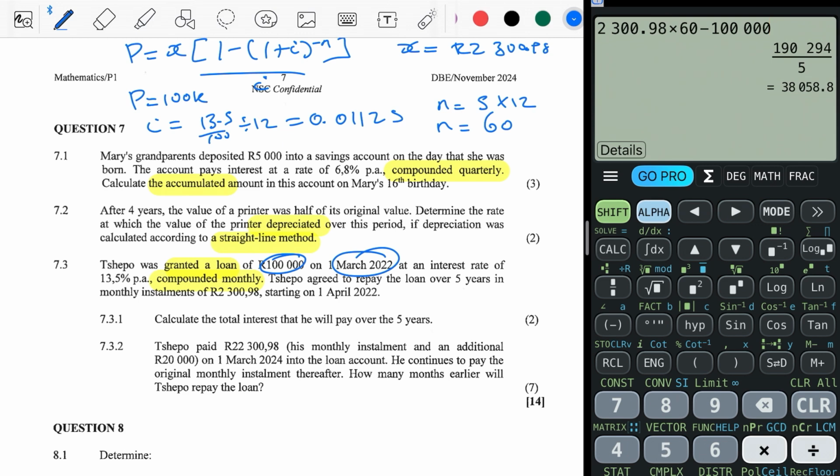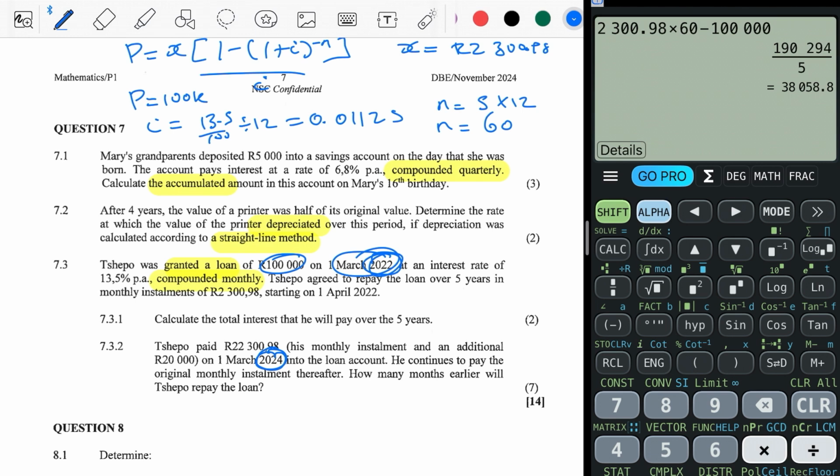7.3.2. Now it says Tepo paid 2,300.98, which is his monthly installment, and an additional 20,000. So Tepo is a real hardworking man, right? He has 20,000 rand. He pays it on top of the 2,300.98 that he pays every month. And he pays this on the 1st of March 2024, right? Keyword, 2024. Remember, when did he start his loan? 2022. And in March 2024, after 2 years, he pays 20,000 on top of the 2,300.98 that he's been paying every month.